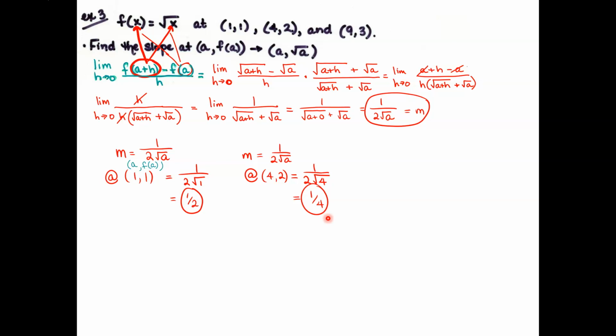All right, try the last one. We're trying to find the slope at 9, 3. What are you going to put in for a? You're going to put in 9, and so we'll end up with 1 sixth. So again, if they ask you to evaluate the slope at a singular point, put the number in. If they ask you to evaluate the slope at multiple points, then we can leave a in and come up with an equation that will work for multiple points.